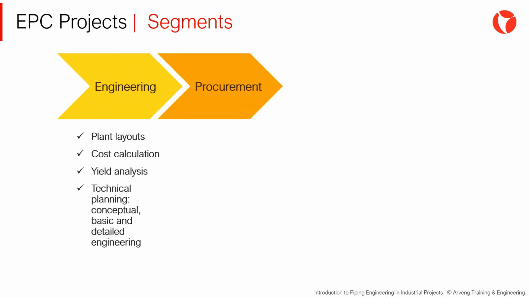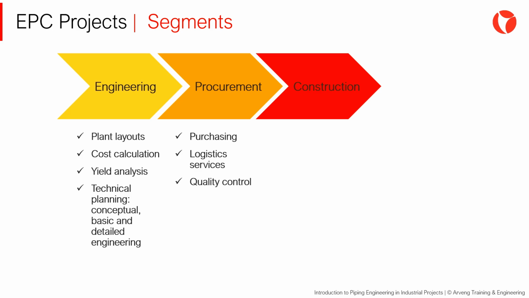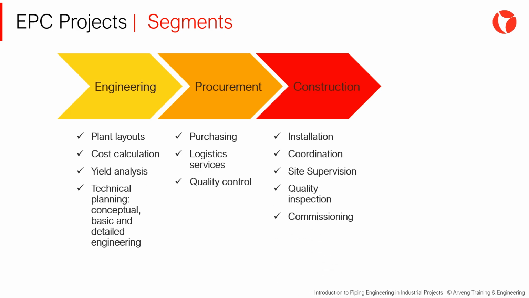Procurement. This activity includes the acquisition of products and services, the logistics to bring the materials to the right place and at the right time, and the functions of quality control in the factory and in some cases also on-site. Construction, which includes all physical installation activity, coordination and supervision of workers and subcontractors, quality control of field activities, pre-commission activities, etc.